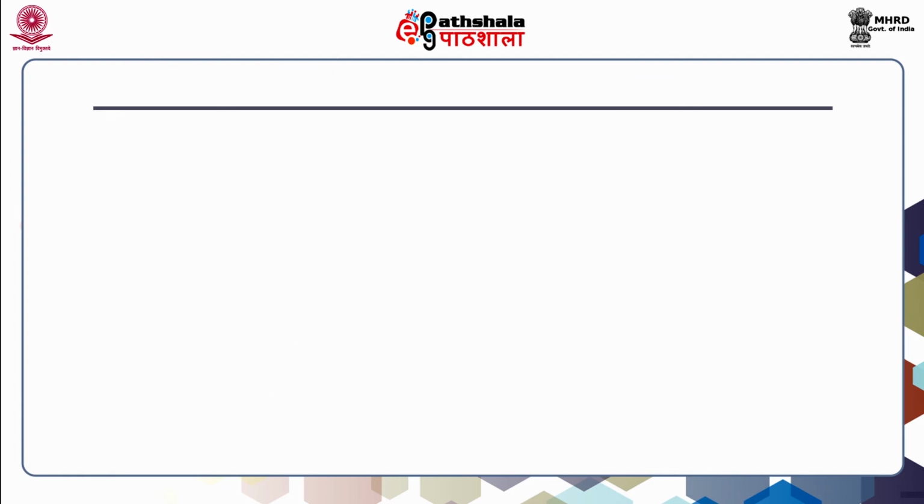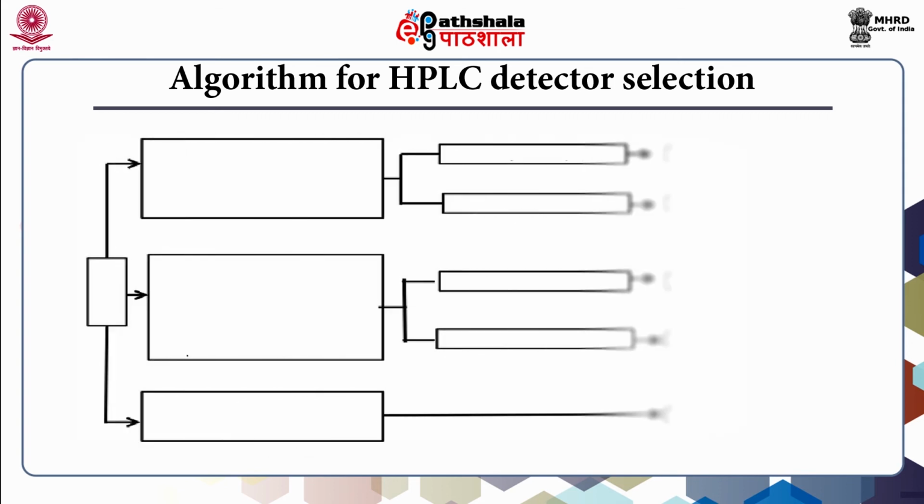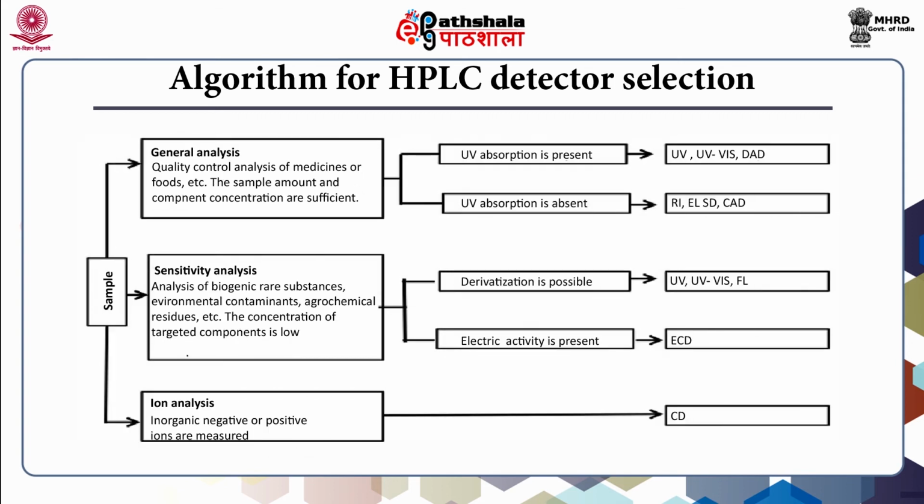In the next slide, we will discuss how to choose which kind of HPLC detector system we have to use. So, in this slide, I am showing one algorithm by which we can choose different HPLC detectors. Based on the compounds and their properties, we can choose a specific detector among different detectors. This particular algorithm helps to select the best detector for HPLC analysis.